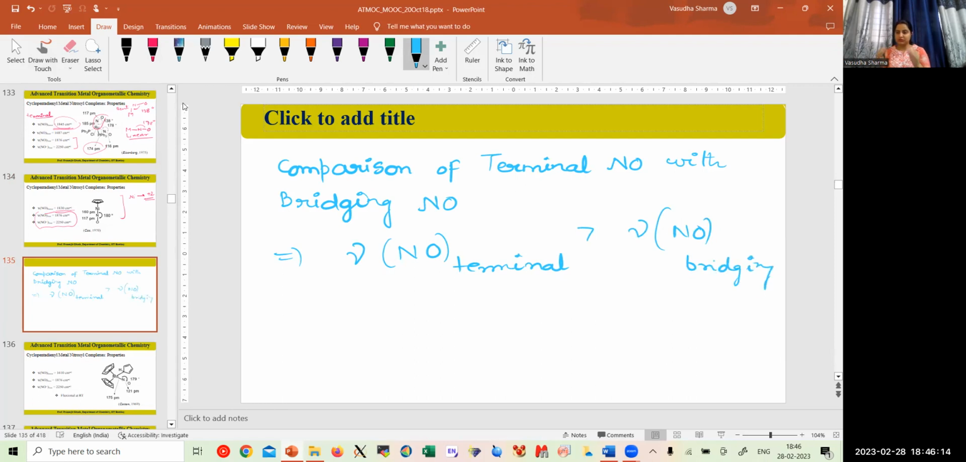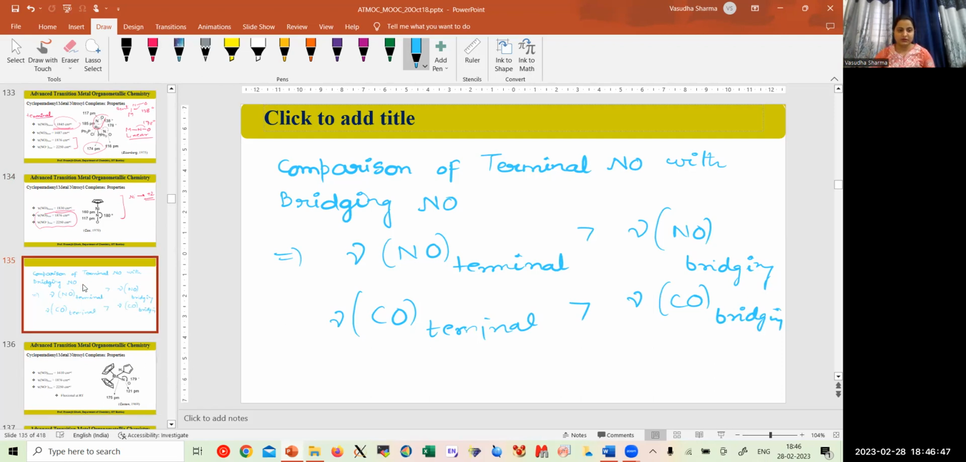Easy reason: the strong bond would be with the one metal rather than coordinating with two metals. So it will reduce in bridging, because now the electron density is going there also. So the bond gets weakened when we have a bridging mode. A similar case happens with the carbonyl. Terminal carbonyl has more bond strength compared to bridging carbonyl. So as bridging increases, the frequency reduces.